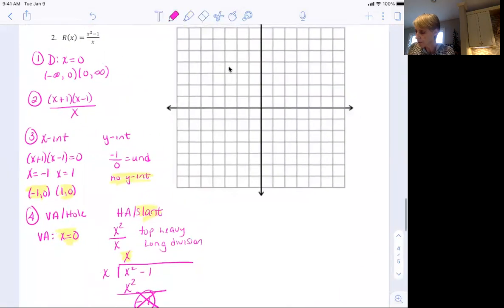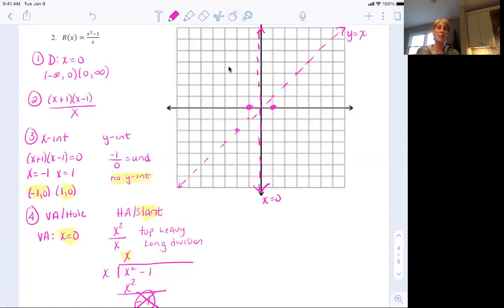X-intercepts, I need to make this bigger. -1, 0, and 1, 0. No y-intercept. A vertical asymptote at x equals 0. A slanted asymptote, and that's the line y equals x. And remember, the line y equals x is just this diagonal line that runs through. So x equals 0, y equals x.